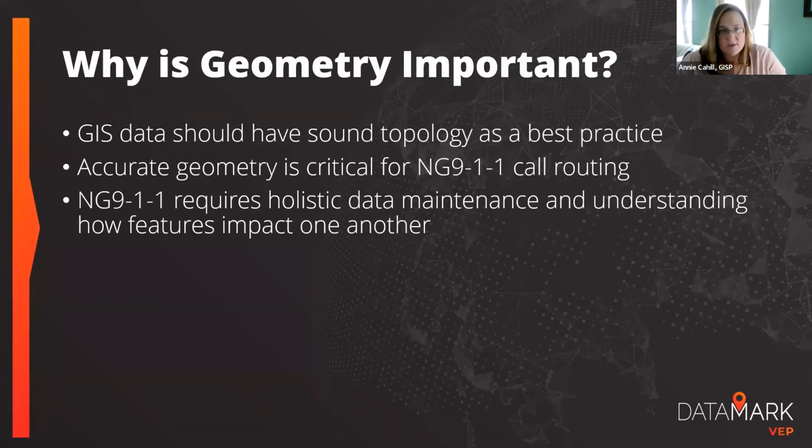Okay, so as we mentioned before, geometry is very important. Because we're dealing with GIS, we're dealing with the information, but we're also dealing with the geography and the geometry of our data layers. We do have to consider both when we're talking about NG9-1-1 call routing, because the attributes are supporting the geometry of the features. So again, it goes back to that holistic data maintenance and understanding that there are relationships between features, especially when we start talking about call routing.